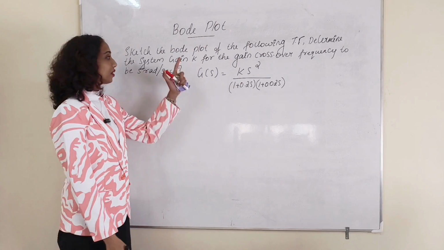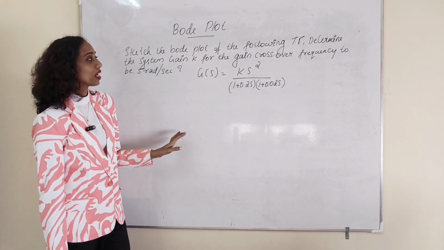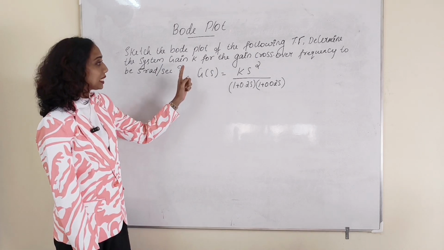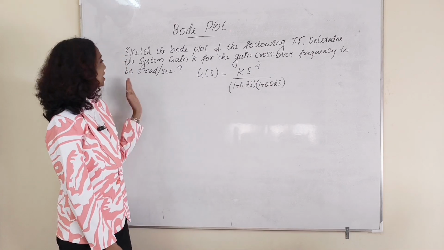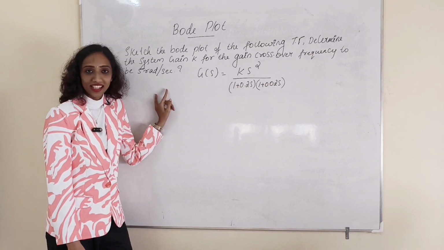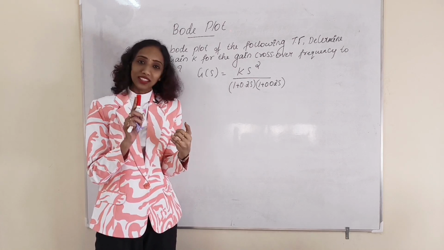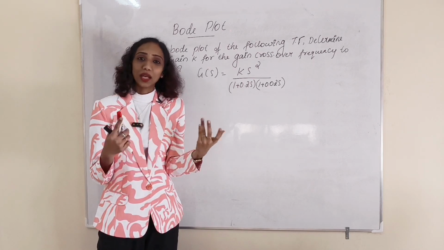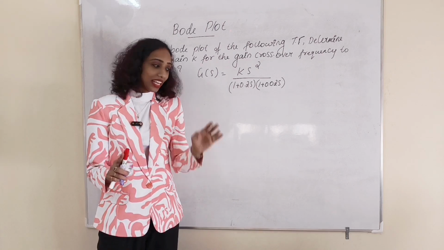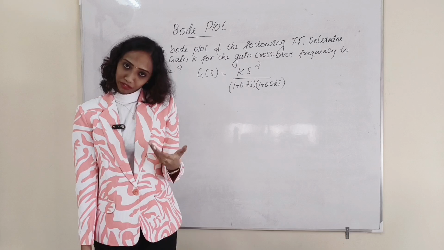So guys, here I write the question as: sketch the Bode plot of the following transfer function. Determine the system gain K, the constant K, for the gain crossover frequency to be 5 radians per second. I didn't explain what is frequency domain response, what is frequency domain specification, what is time domain specification and time domain response. Anyway, I'll do it. All the videos will come soon.